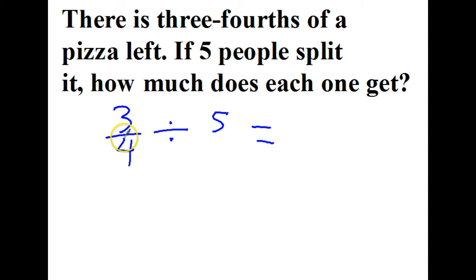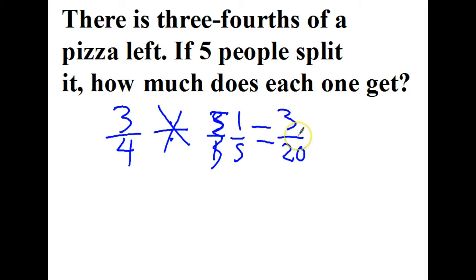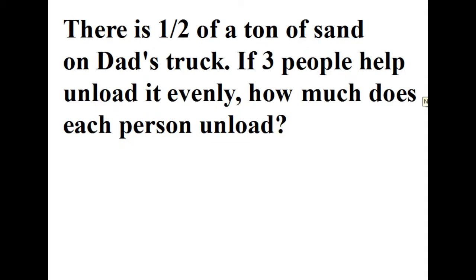Keep the first fraction, change the sign, flip the second fraction. So now I got 3 times 1 is 3, 4 times 5 is 20. I cannot simplify it. And since I have a story problem, I should have some units. This would be 3/20 of a pizza, because we started with way less than 1 pizza, so I know if I'm splitting between 5 people, it's still got to be less than a pizza. Stop the video when you try it out.